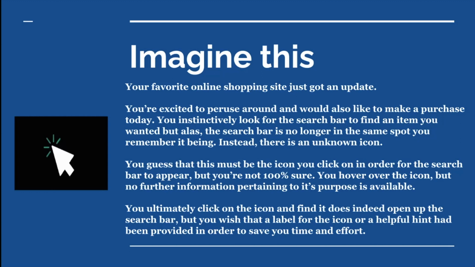Instead, there's an unknown icon, and you're not really sure what it stands for or if you should click on it. You take a guess that this might be the icon you need to click on in order for the search bar to appear, but you're not 100% sure. You hover over the icon, but there's no further information pertaining to its purpose. You ultimately click on the icon and find that it does indeed open up the search bar, but you wish that a label for the icon or some helpful hint had been provided in order to save you time and effort. This is where tooltips come in.